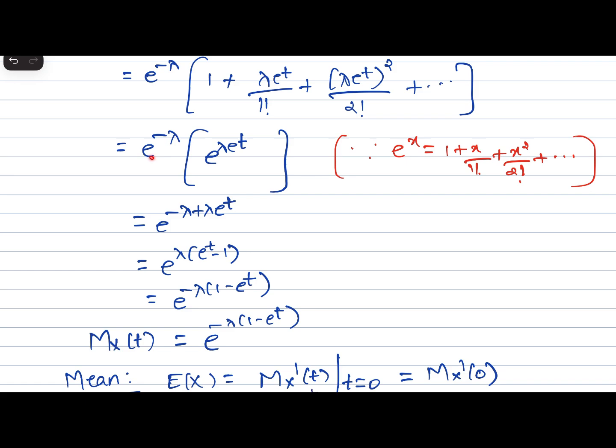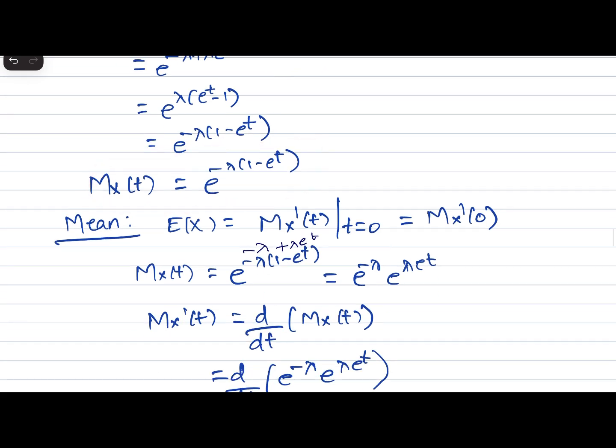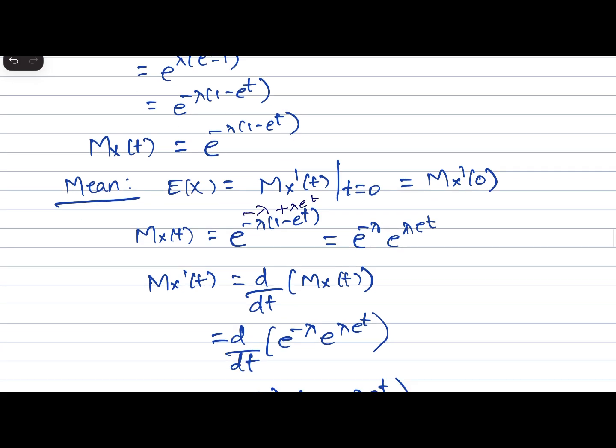Now when the base is same, you can add the powers. So e power minus lambda plus lambda e power t. You can pull out, we can just take lambda common, which can be written as e power t minus 1, or usually we will represent with the negative power. So e to the power, pull minus lambda out, it will be 1 minus e power t. So your moment generating function is e to the power minus lambda into 1 minus e power t. So this is the moment generating function.